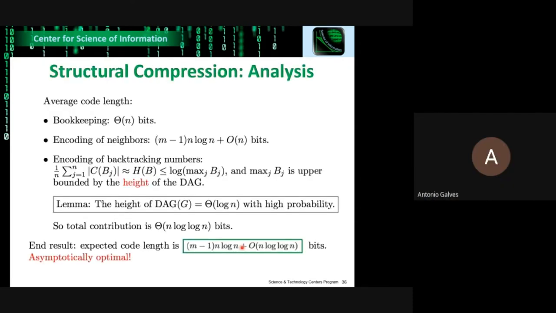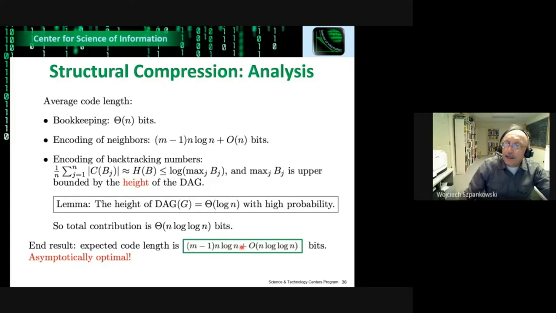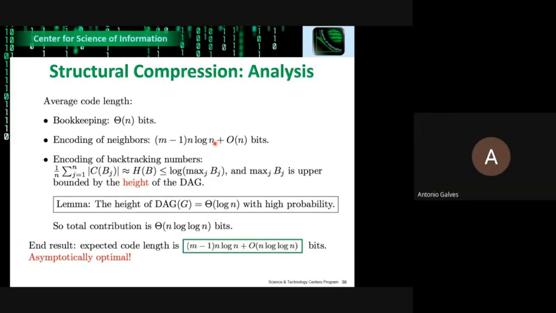May I ask a question? Good, go ahead. Let's suppose that M is a function of N. Say it's a fraction of N. In this case, you have N squared with a constant in front times log N. But if you have to encode the adjacency matrix, you need N squared divided by 2. So you have the same order of magnitude.